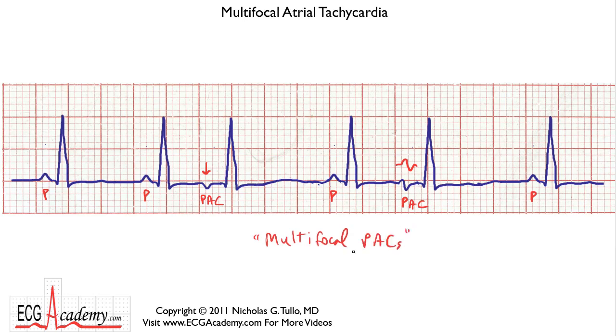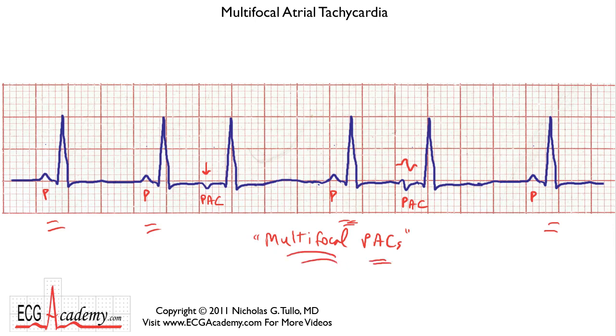Now that's different from multifocal atrial tachycardia. These are multifocal PACs, but you can see that the predominant rhythm is a sinus rhythm. So when you see sinus rhythm with multiple atrial premature beats that have P waves that look different from each other, you can call it multifocal PACs.